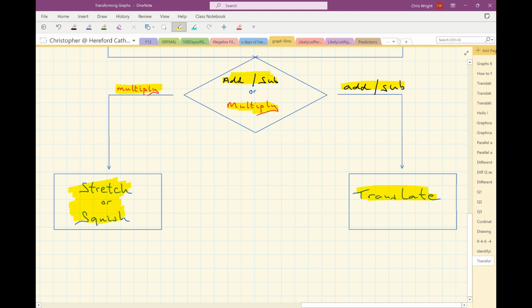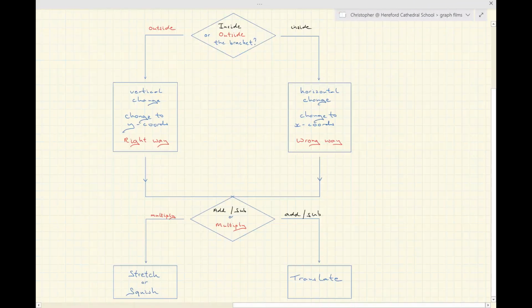Right, let's have a look at the whole flowchart, and then we'll have a look at a couple of examples. So get ready to copy down this whole flowchart. Right, so here's the entire flowchart. Why not pause the film and copy that down? And then when you're ready, hit play again, and we'll have a look at a couple of examples.